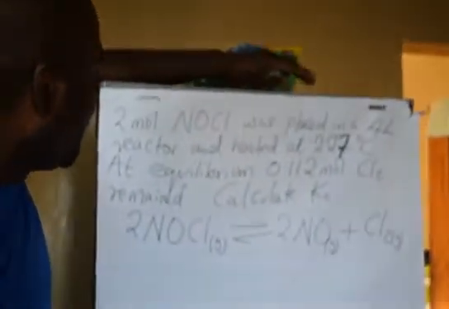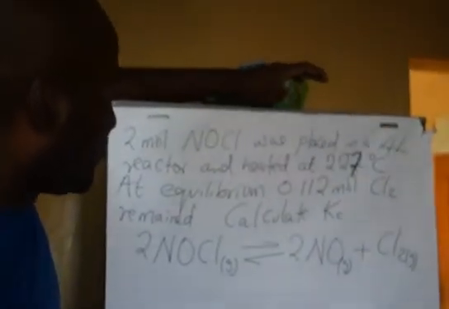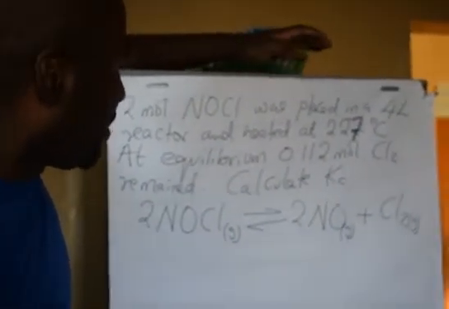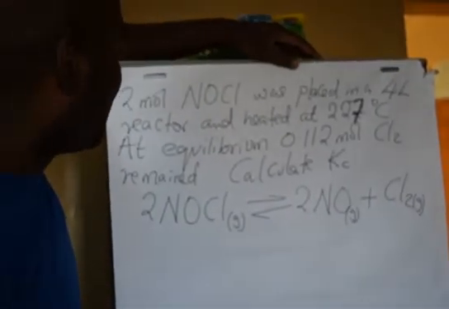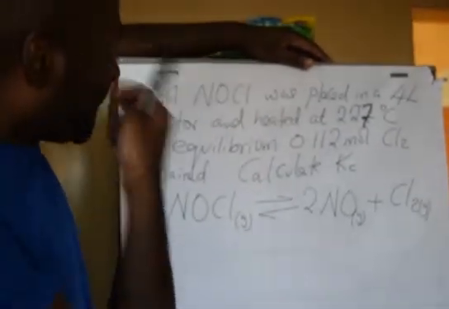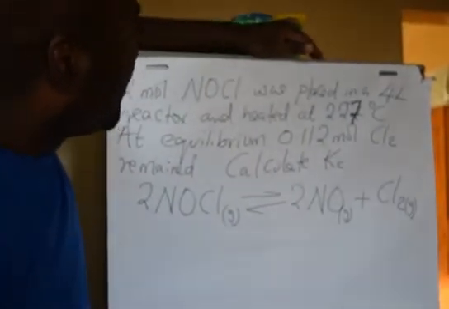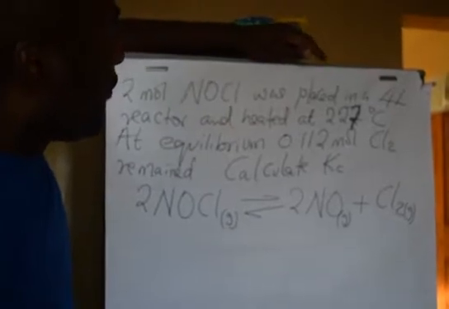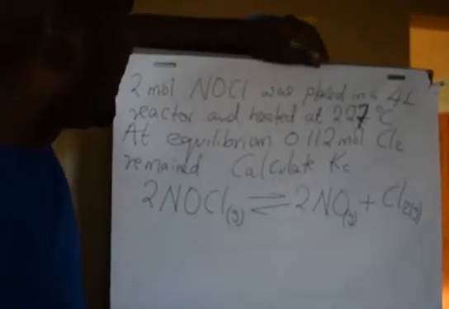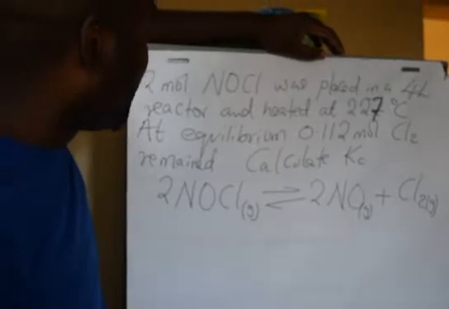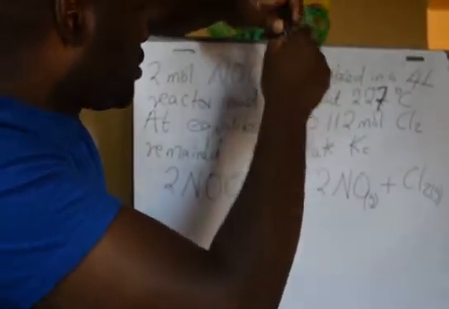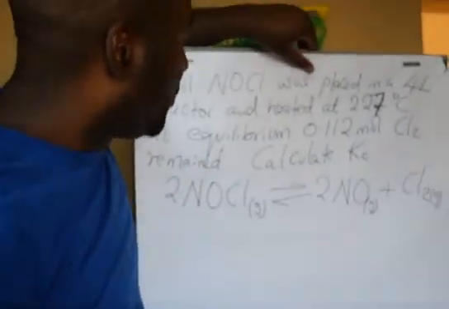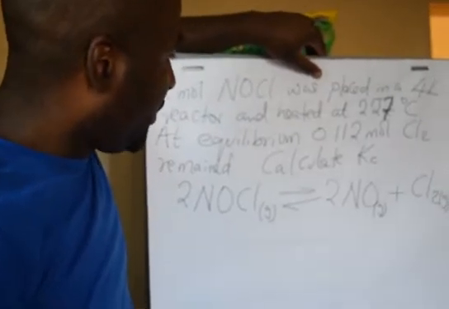So the other problem that we are going through is on equilibrium. I'm sure we needed to talk about this because a lot of you still have problems. So we have two more NOCl that was placed in a 4-liter reactor and heated at 227 degrees Celsius. At equilibrium, 0.112 mole Cl2 remained. Calculate Kc.